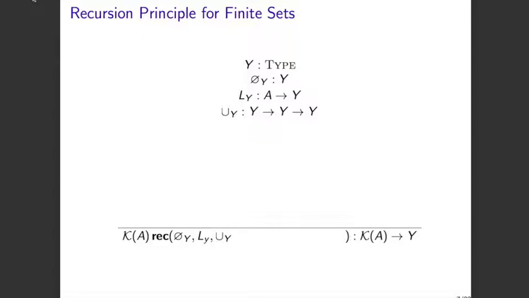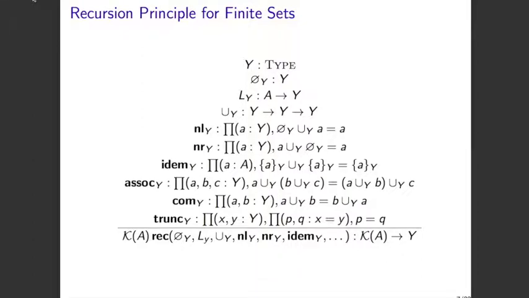to provide the images for the point constructors. That is, we have to provide the image for the empty set in the type Y, all the singletons in the type Y, and the union operation also on this type Y. But since we're working with higher inductive types, we also need to provide the images for the path constructors. That is, we need to show that the union operation on Y is commutative, associative, and idempotent and satisfies the neutrality laws as well. After we provide all this data, we can recurse from K of A into the type Y.